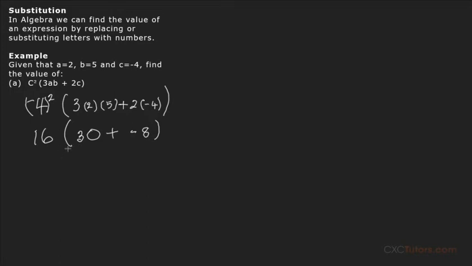Now before we multiply 16 by what we have in the bracket, we're going to work out what is in the bracket first. We know the BODMAS rule, and those rules stipulate that we work out what is in the bracket first. And so 30 plus negative 8 is the same thing as 30 minus 8.